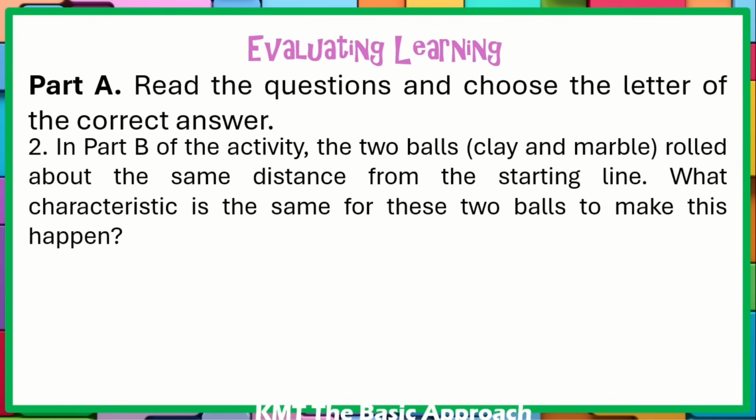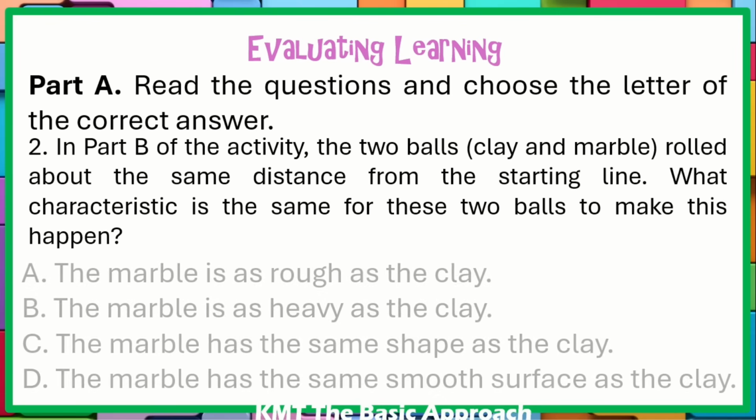Number 2. In part B of the activity, the two balls, clay and marble, rolled about the same distance from the starting line. What characteristic is the same for these two balls to make this happen?